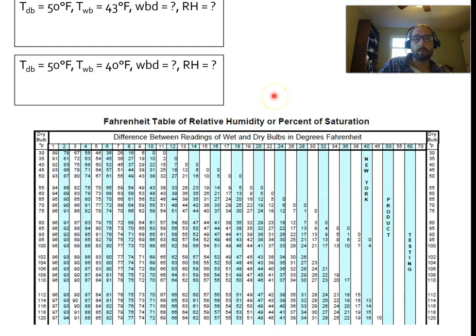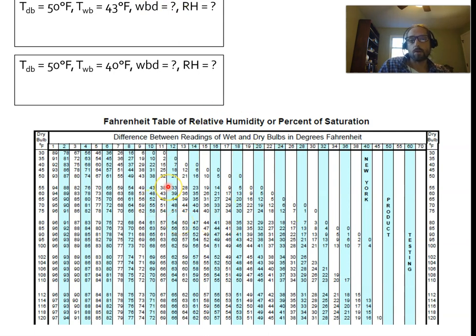There are a couple of different ways you can interpret this. Here's one example to demonstrate the relationship. We have our psychrometer, we take this thing and spin it around and around. I don't have this thing wet right now, but let's say we do that. Up here we have a dry bulb of 50 degrees Fahrenheit and a wet bulb of 43. If that's the case, what is our wet bulb depression? What's the relative humidity?